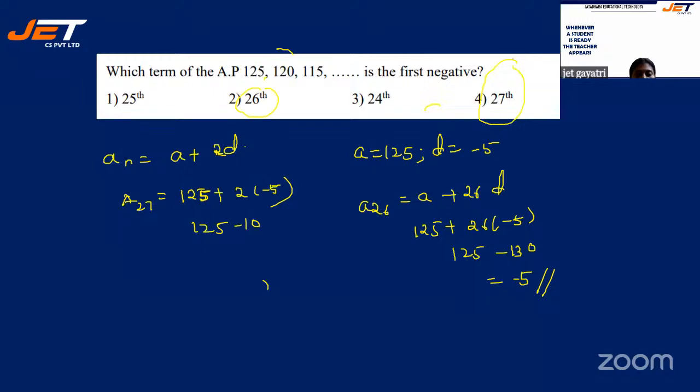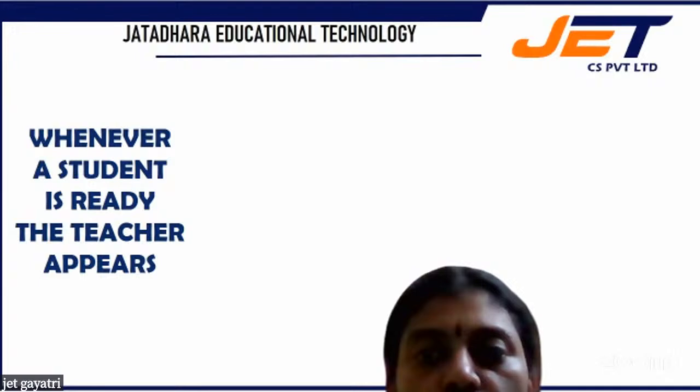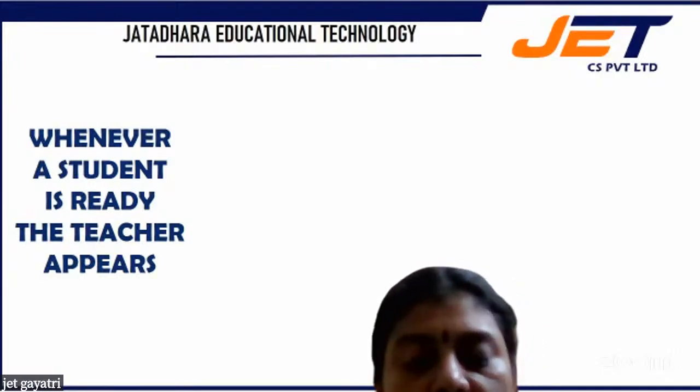Okay. See the next question. So with this, your AP gets over, your progression sums get over.